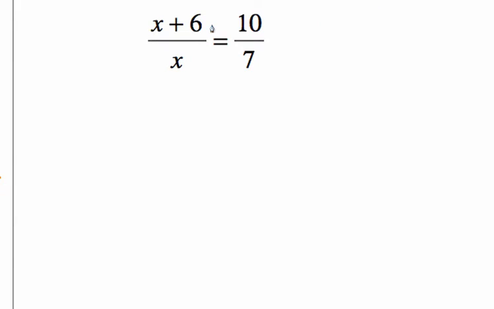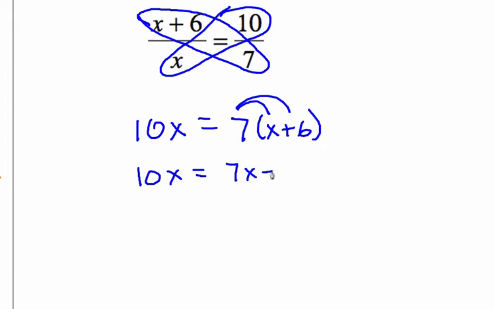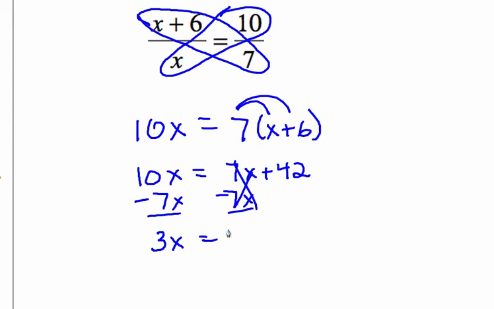Here's our next example. x plus 6 over x equals 10/7. So we'll cross multiply. x times 10 we'll write as 10x equals x plus 6 times 7. So we'll write that as 7 times the quantity x plus 6. Distribute out the 7. We get that 10x equals 7x plus 7 times 6 is 42. Subtract 7x from both sides. On the left we get 3x, on the right the 7x's cancel out and we get 42.